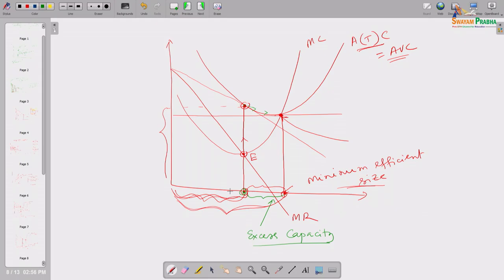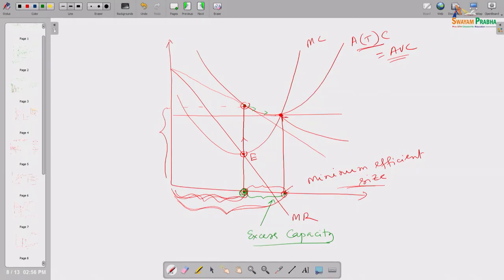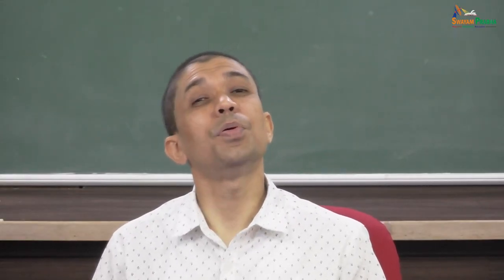So, he is maximizing his profit, and unfortunately that maximum profit is zero in the long run, and he is operating with excess capacity. Excess capacity is the gap between the capacity at which he is operating and the capacity at which, with the minimum average cost, he could operate. So, in the long run, a monopolistically competitive producer will operate with excess capacity. A competitive producer, in the long run, will operate with full capacity. Full capacity means minimum efficient size.